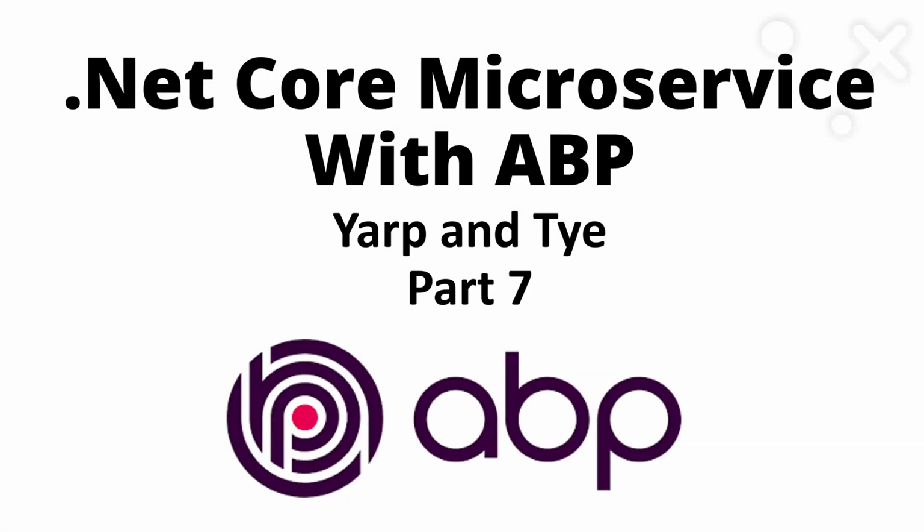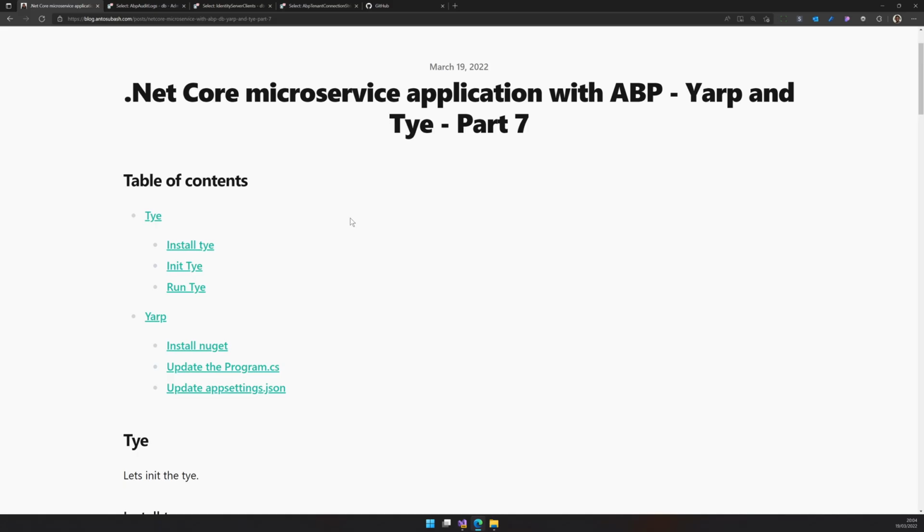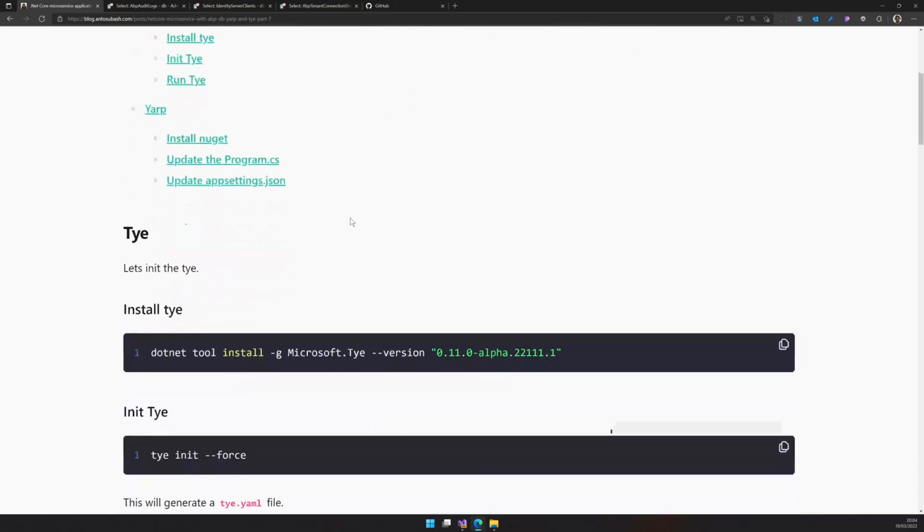Hello there, this is part 7 of the .NET Core microservice with ABP. In this video, we are going to see how to set up YARP and Tye for our microservice. Let's get started. As always, I have created the blog post, and the blog post has all the instructions.